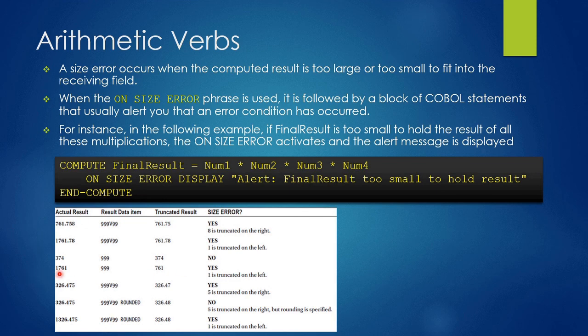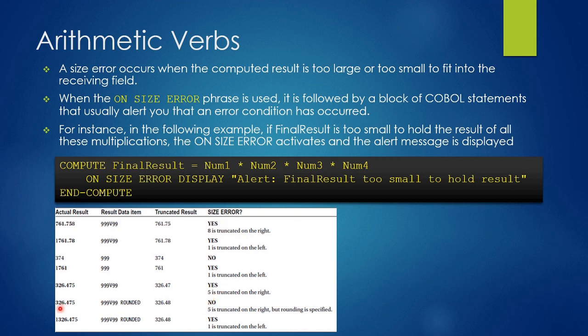In the fourth example, we are passing 1761 to a variable defined with PIC 999. In this case, 1 on the left will get truncated and ON SIZE ERROR will occur and the DISPLAY statement will execute. Likewise, in the next example, we are passing 326.475 to a variable with PIC 999V99. In this example also, we are getting truncation of the 5 on the right. Hence, ON SIZE ERROR will occur and the DISPLAY statement will get executed.